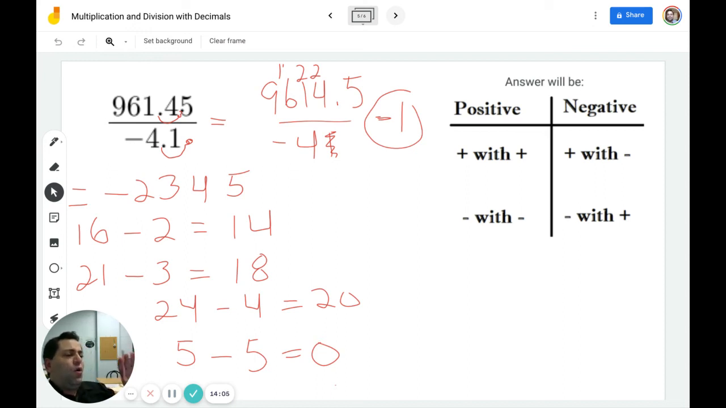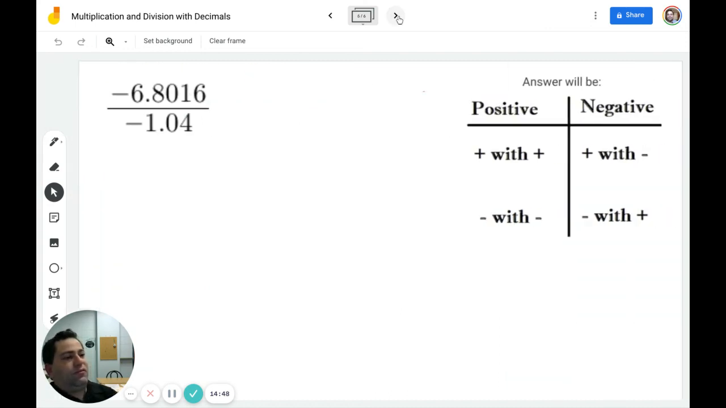So now I have all the correct numbers in the right order. I just have to figure out where the decimal place goes. And one way to do this, to get a general idea, I could always do 960 divided by 4, right? Because 4.1 is close to 4, and 961 is close to 960. And if I were to just do this quick, 4 into 9 goes 2, 16, and then a 0. It looks like it's going to be 3 decimal places, which means my final answer here is going to be -234.5.